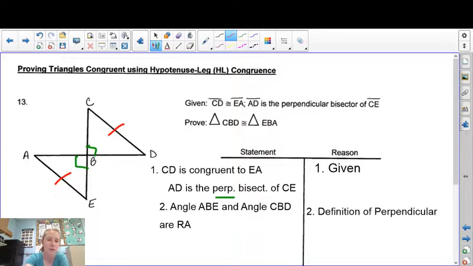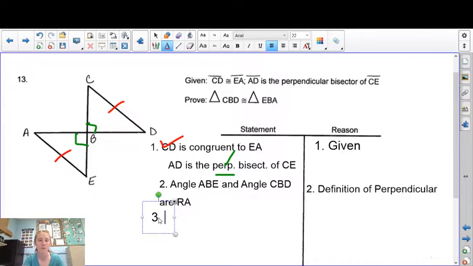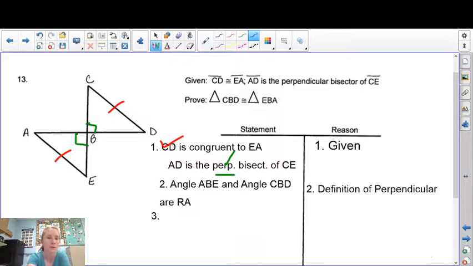Now there's something else that's kind of important. So we did part of this guy, we did the perpendicular part. What does the word bisector mean though? That's right, the word bisector means to cut stuff in half. Because it's cutting in half CE, C to B is congruent to E to B. All right, I'll have to come back later.